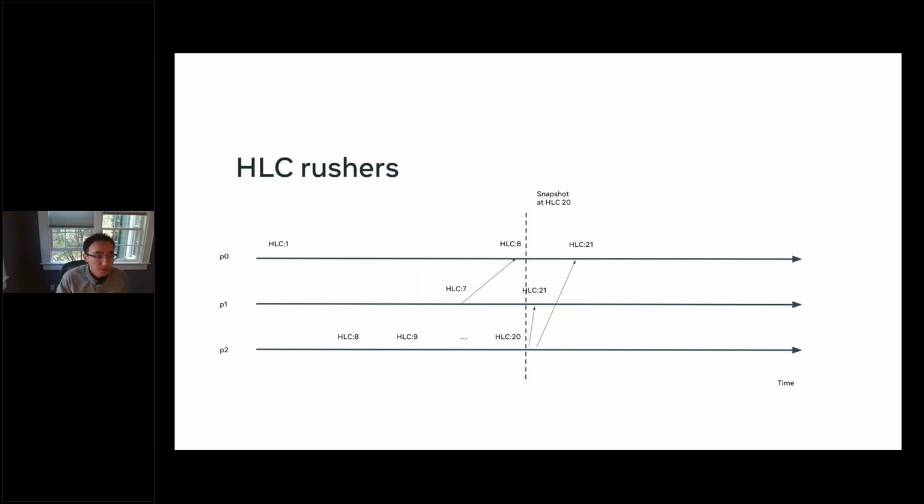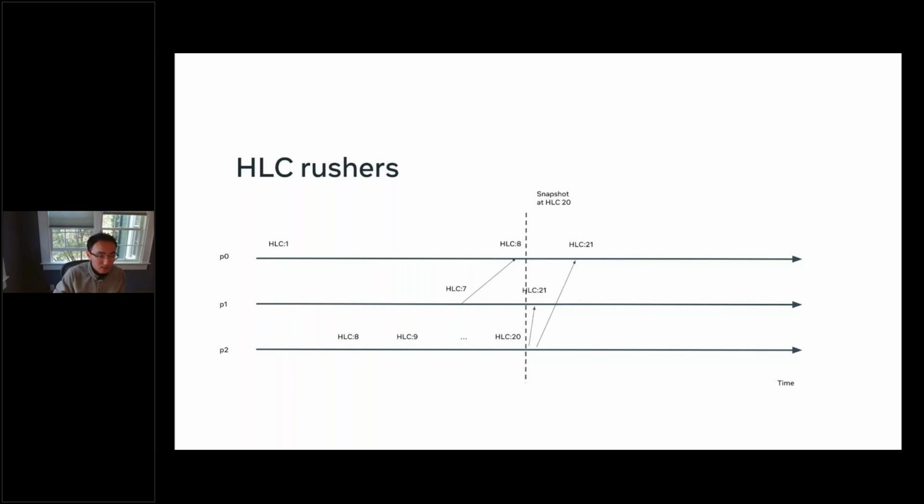Here, let's say we are aware of HLC 20 because it is available from P2. And I want to take a consistent snapshot across all 3 processes, because that's one of the main selling points and the key capability afforded by HLC, right? So I want to take a snapshot at HLC 20. To do that, first of all, I want to make sure P0 and P1's frontier HLCs have passed HLC 20. Because if not, then you never know.